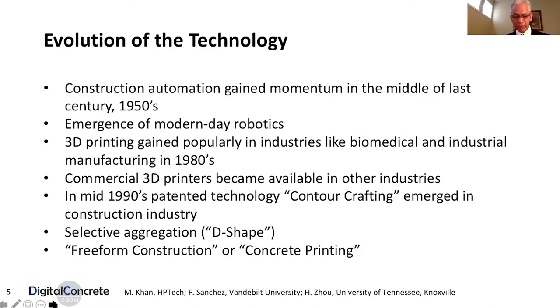During this same time period, another technology, selective aggregation, emerged, which is based on laying down a matrix of sand followed by selective deposition of cement on the sand matrix, and then activating the cement binder using steam. Since then, a number of other techniques and terminologies have emerged, but essentially they are a variation of contour crafting and selective aggregation. I have listed some names here, like freeform construction or concrete printing.